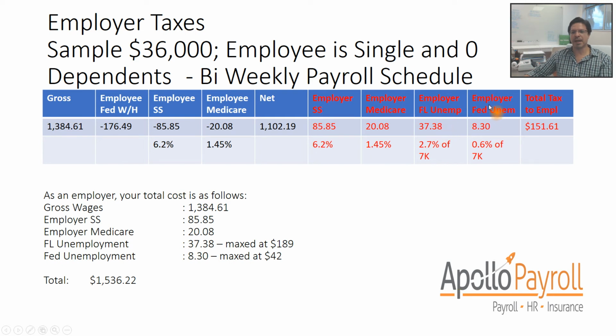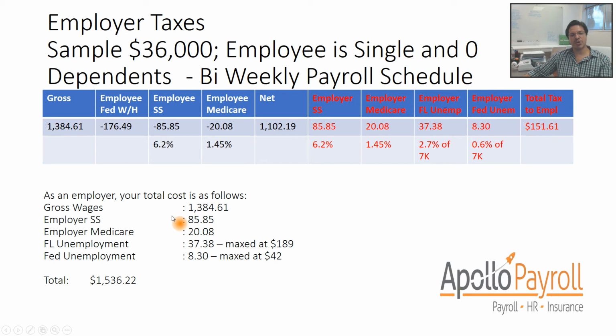You also have to pay employer federal unemployment, which is 0.6% of the first $7,000 in wages. So in this example, we take 0.6% and multiply that by $1,384.61, and that gives us $8.30. If we add all these numbers together, we come up with a total of $151.61. This is the total tax to employer.